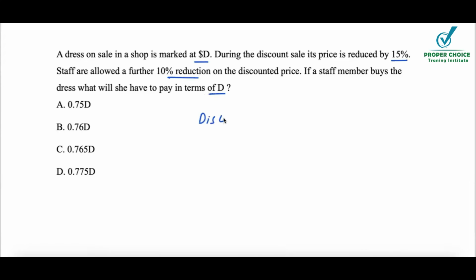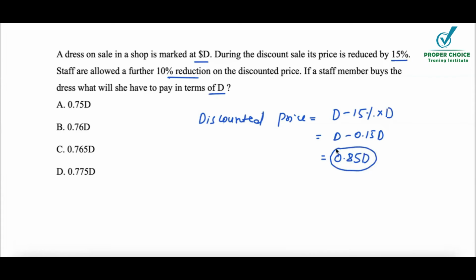I must say discounted price. Discounted price is what? D dollars minus 15% of its value. So 15% of D. 15% is the same as 0.15. So if you put it as D minus 0.15D, you will be getting 0.85 times the D amount. This is the amount a person has to pay after the 15% discount.